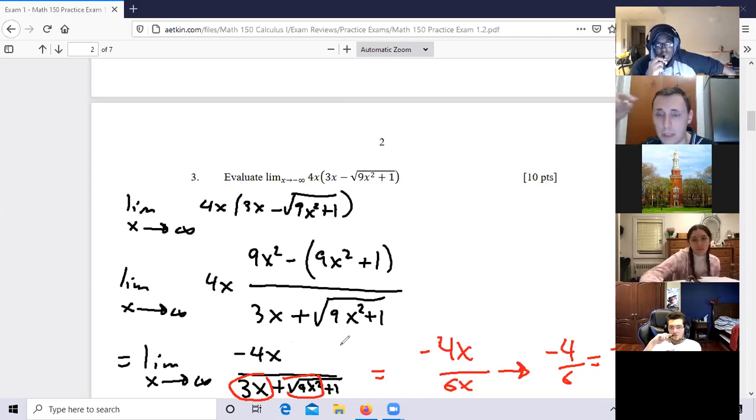Remember, with limits at infinity, only the biggest terms are the ones that actually end up doing something. I can do it slower if you want, to see what happens. Does anybody need it slower?